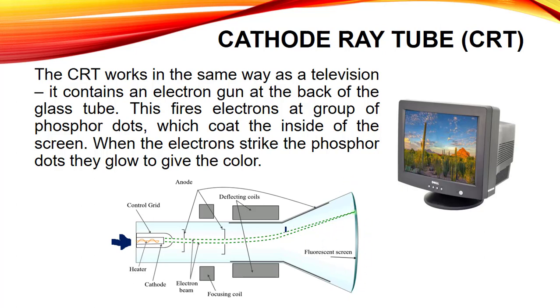For the path of this electron beam we have deflecting coils, and these deflecting coils deflect the beam to various parts of the display. The display of this type of monitor or television was made up of a fluorescent or phosphorus material. It was a tricolor display with red, green and blue, and with the help of these 3 colors it can produce up to 256 different color combinations.